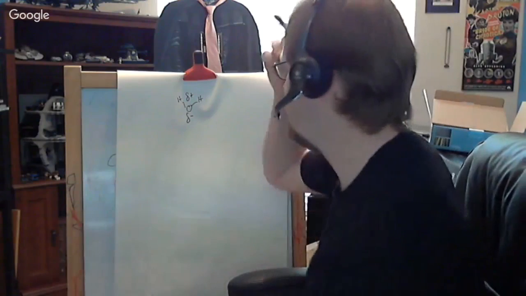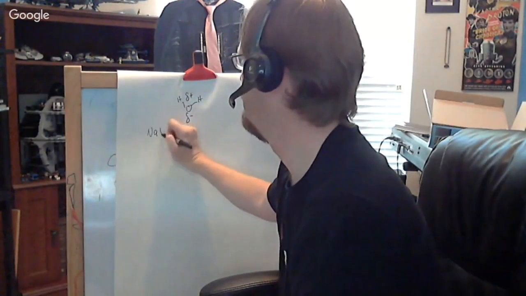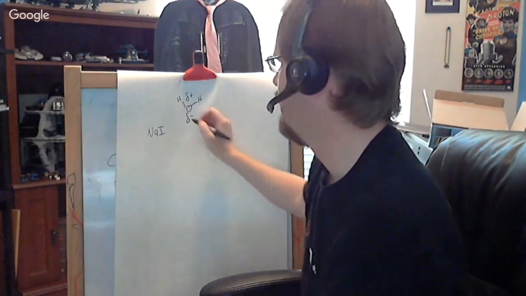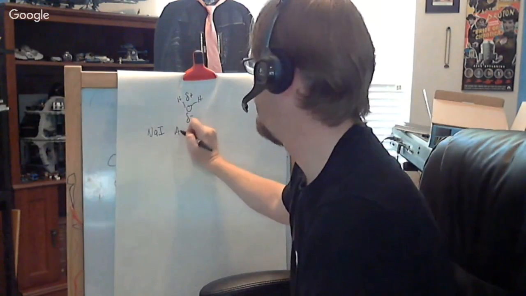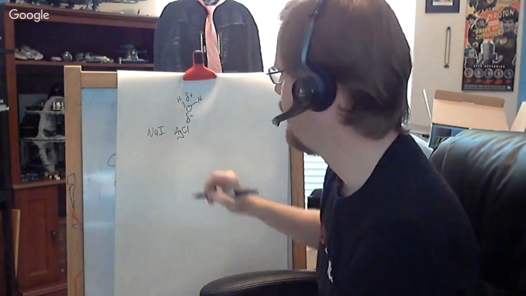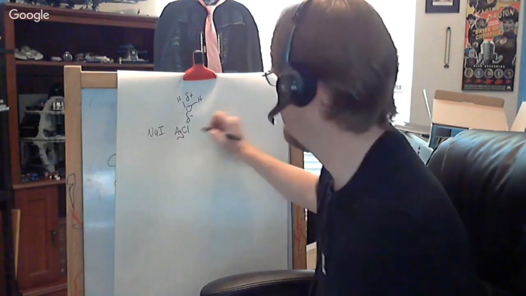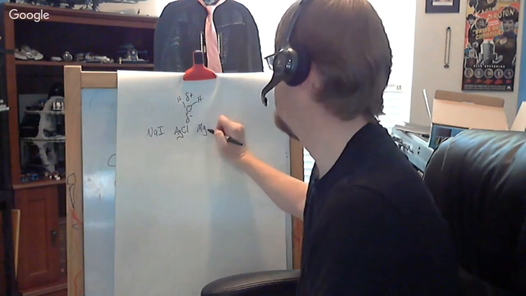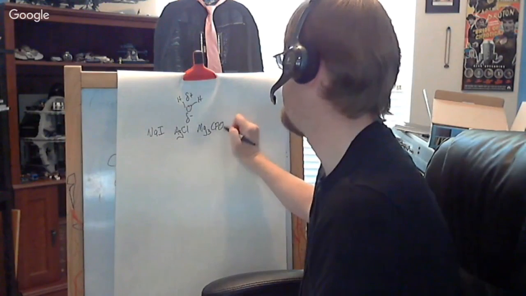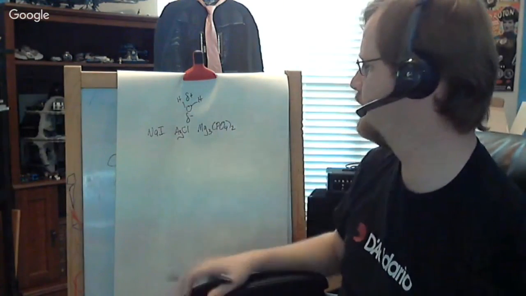So let's say we have something like sodium iodide, or silver chloride, or let's say magnesium phosphate. Let's take a look at these three examples right here.